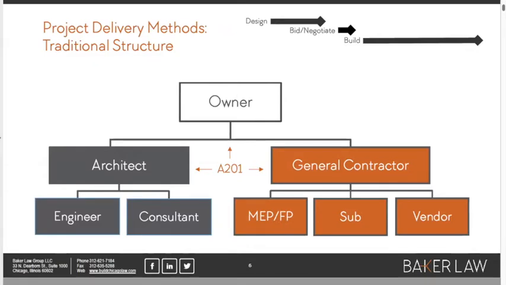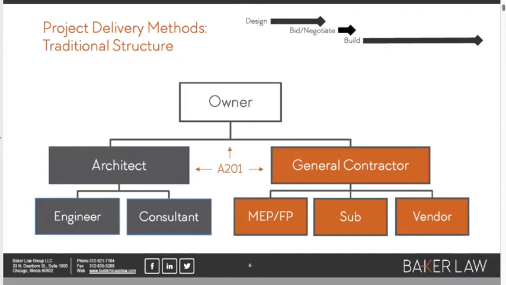Lawyers love charts. And what you see here is a project delivery method. This is the traditional structure. Lines represent contracts. And you can see that the owner of the project has separately hired the architect and the design team on the left side of the slide, which is represented by the gray boxes. I'm sure all of you are not confused by that.